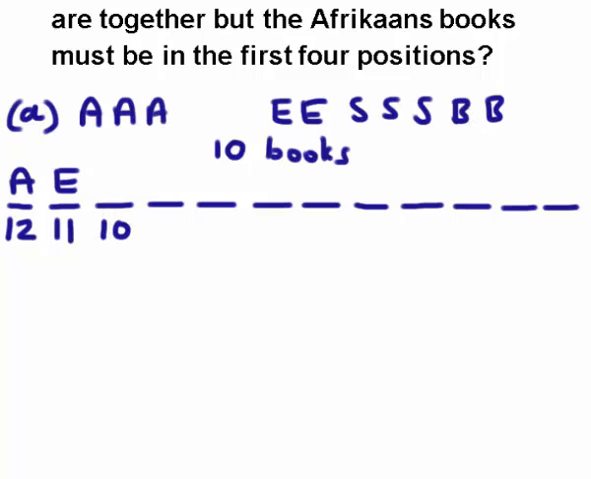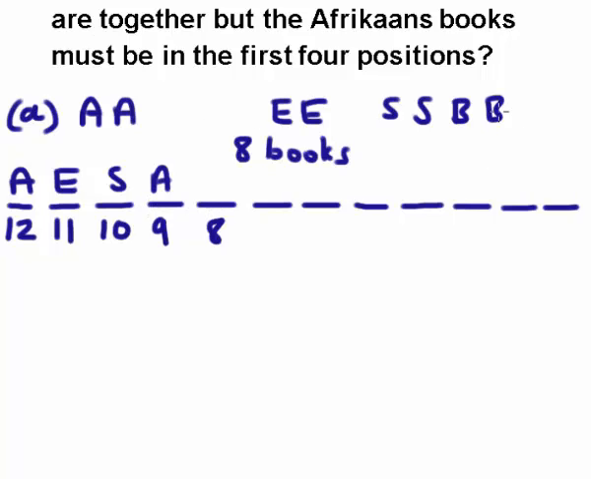Okay, so let's pick a book. Let's take a science book and put it into the third position, and it leaves us down to 9 books. So we have 9 possible choices for the fourth position. Let's take another Afrikaans book and bring it in there, giving us now 8 books left. So there's 8 choices for the fifth position.